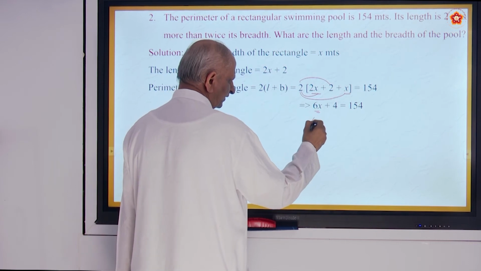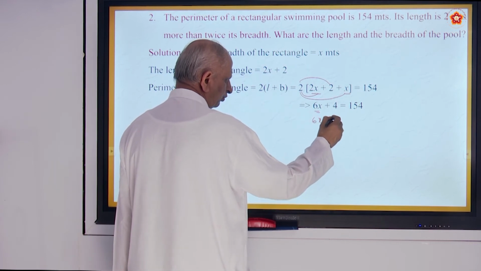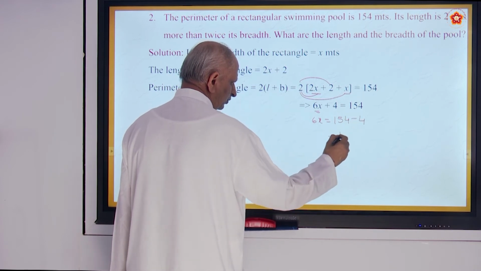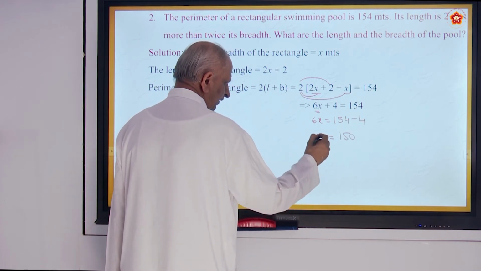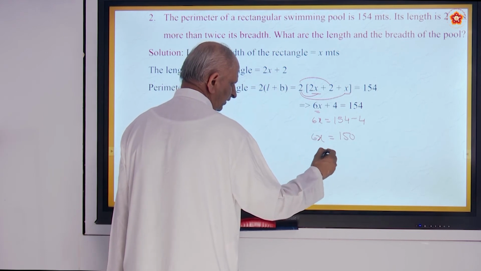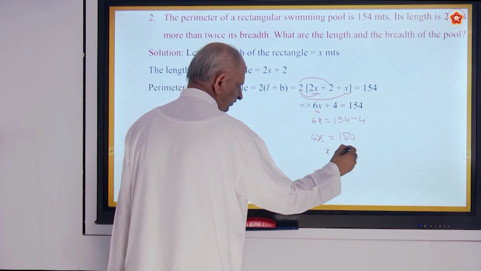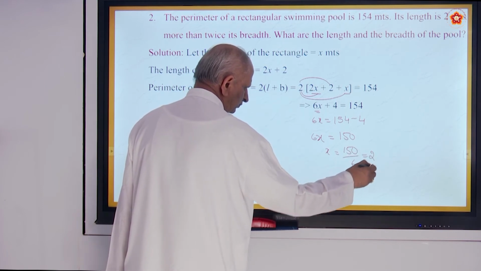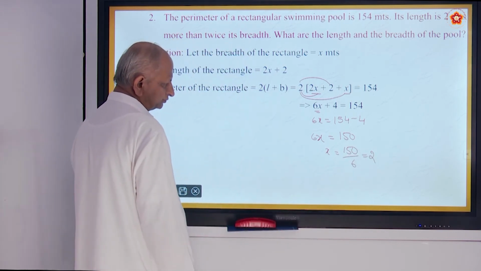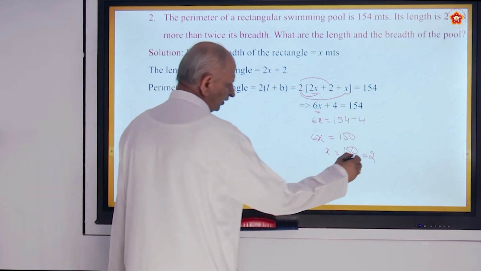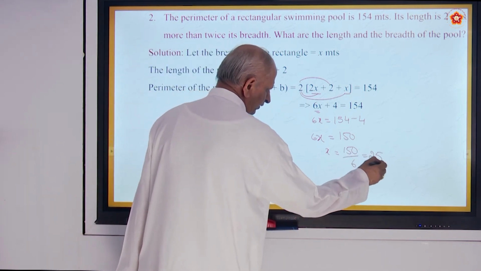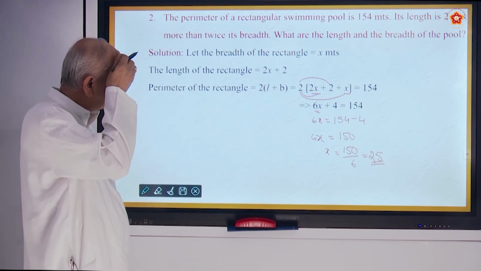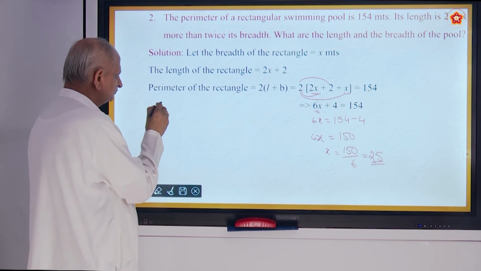Now what is the value of x now? 6x is equal to 154 minus 4, how much? 150. 6x is 150, x is equal to 150 by 6. So 6 2s are 12, 3 remains, 50, 25. x is equal to 25. Note it down, come on, note down one by one. So that is the answer.